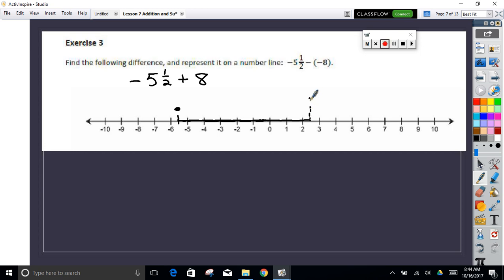I usually count on the number line first so that I draw my arrow to the right place. Otherwise, it can be a little confusing. Okay, so we end up at, this point would be 2.5. So negative 5.5 plus 8 is 2.5.